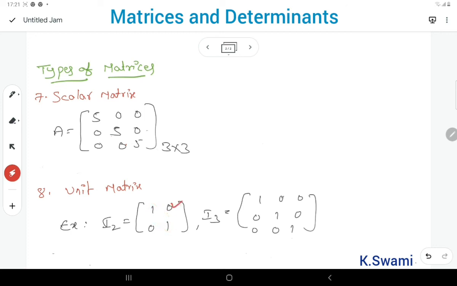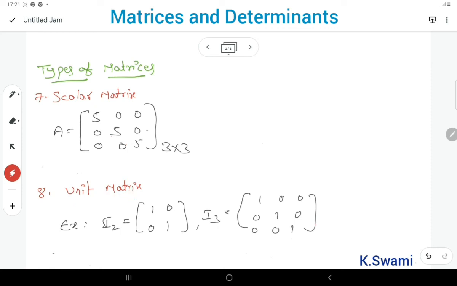So the remaining elements are all 0. These elements, 0 0, are the remaining elements, and the principal diagonal has 1 1 1, with all remaining elements zeros. This type of matrices is called the unit matrix.